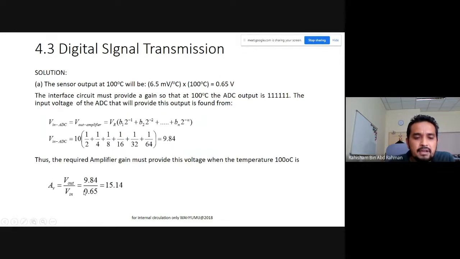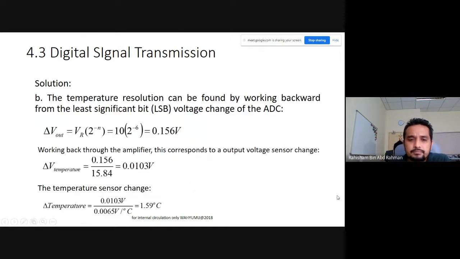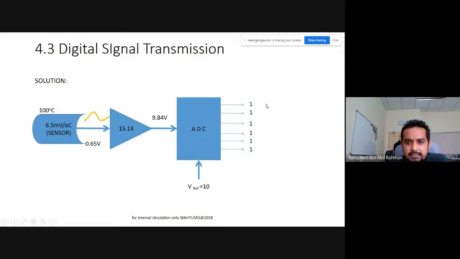9.8, maximum divided by the minimum. Then we know the input for the ADC divided by the output of the amplifier, so we should be able to calculate the amplifier gain. The amplifier gain is 15.4. So actually, these are the circuit, okay? These are the configuration that you're going to establish.